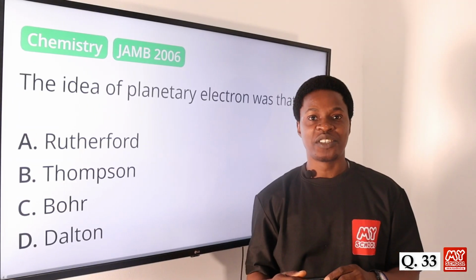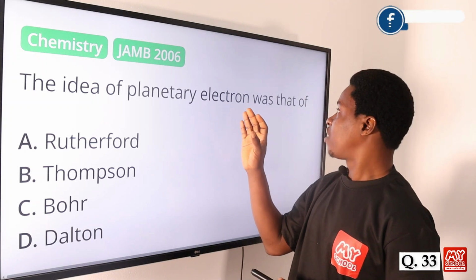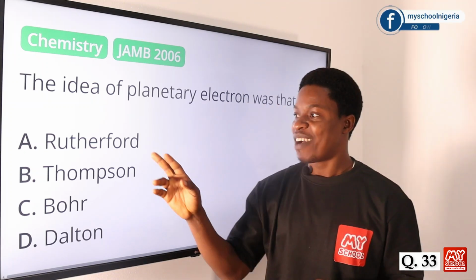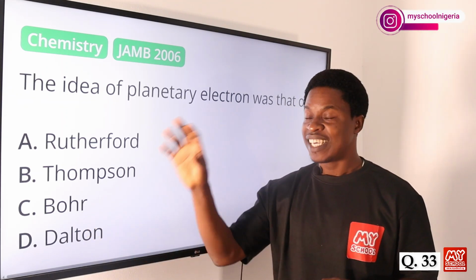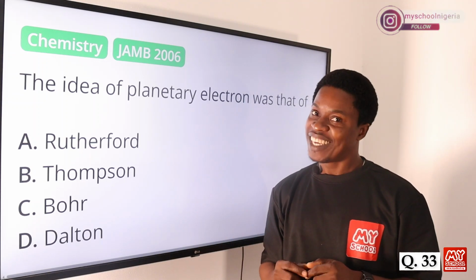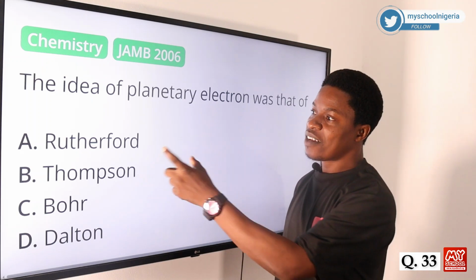Now let's move on to question number 33. The idea of planetary electron was that of who? We have Rutherford, we have Thomson, we have Niels Bohr, we have Dalton. Yes, this is a controversial question. Now let's analyze it.